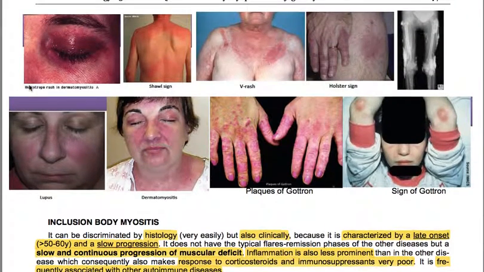So you see here: heliotrope rash, shawl sign, V rash, holster sign, lupus versus dermatomyositis, plaques of Gottron, and sign of Gottron.